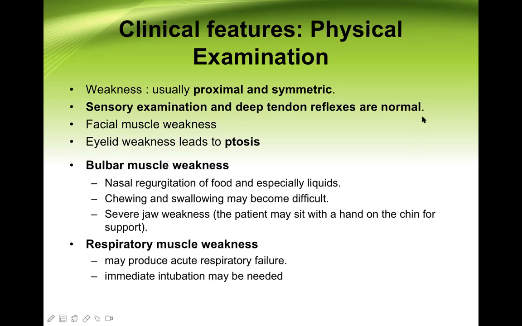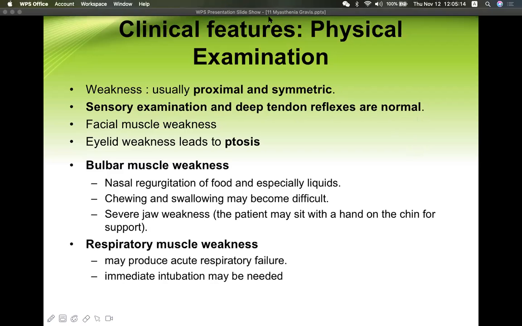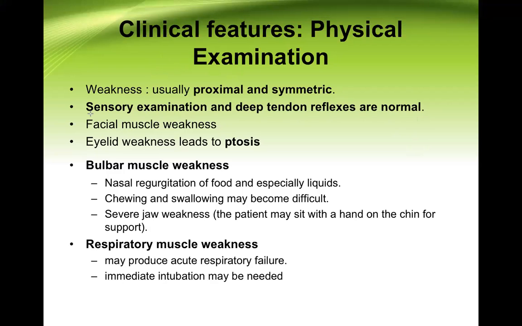Sensory examination and deep tendon reflexes are normal. So why are they normal? What's the explanation? Why? Yes? Sir, because there is no peripheral neuropathy, no involvement of sensory. Exactly. Very easy question, isn't it? Sadat is answering quite well. Because there is no involvement of the peripheral nerve, this is purely involvement of the neuromuscular junction. So sensory nerves are not affected here. That's why the sensory examination and even deep tendon reflexes are normal here.